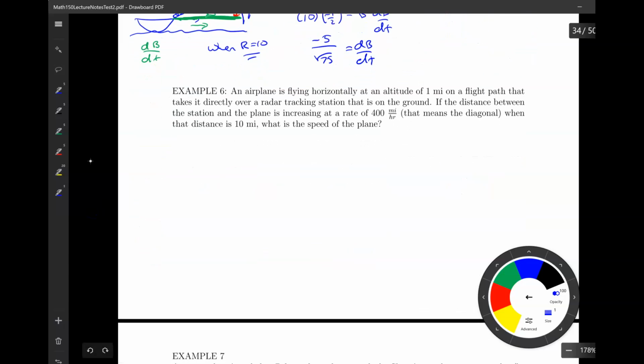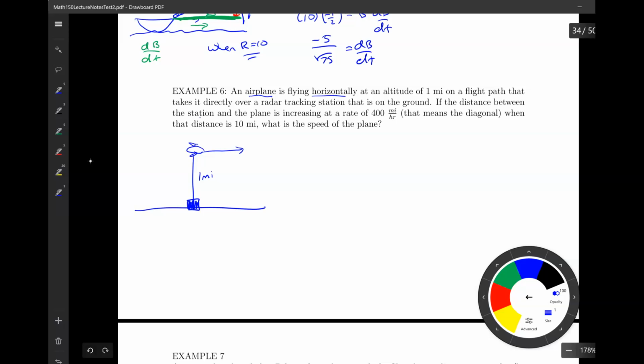All right, so let's look at this plane. The plane is flying horizontally, kind of like the kite problem. Your plane is perfectly staying horizontal to the ground at 1 mile off the ground. Okay, so here's the ground. This would be 1 mile. It passes over this radar tracking station and then keeps going.